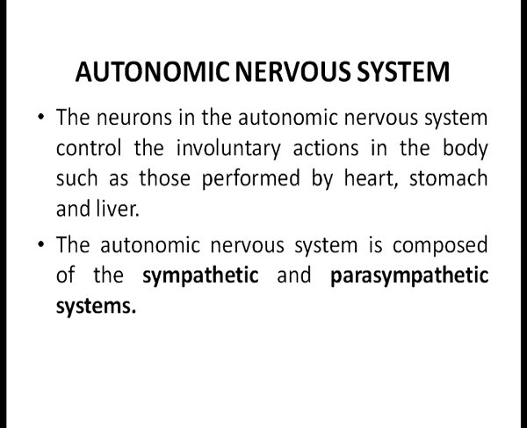Let's now learn about another part of the peripheral nervous system, which is known as the autonomic nervous system. The neurons in the autonomic nervous system control the involuntary actions in the body, such as those performed by your heart, your stomach and liver. The autonomic nervous system is composed further of two subsystems. The first is known as the sympathetic system and the other is known as the parasympathetic system.